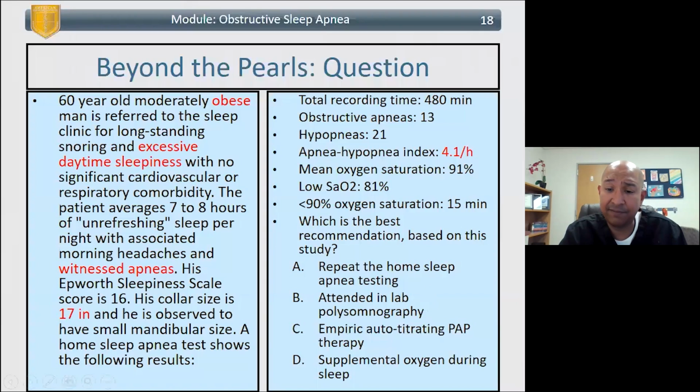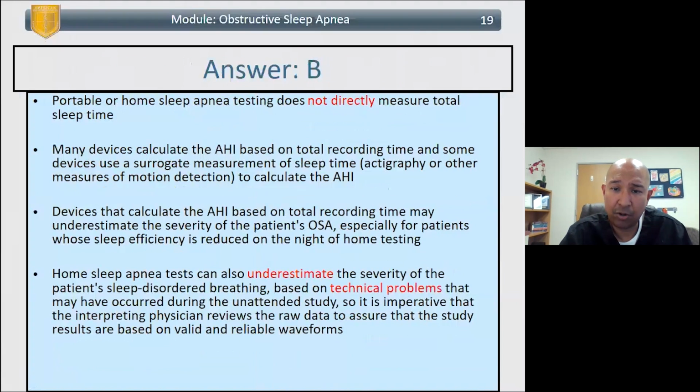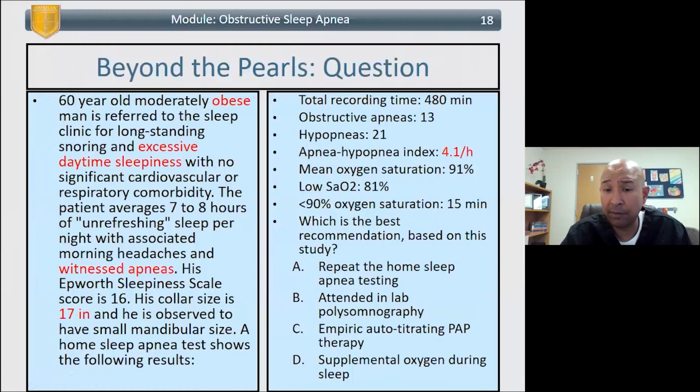C, you can't really give C. I guess you could give C, but how is it going to get covered? How are you going to plug this patient in with a durable medical equipment company? You just can't. You need to have a positive study. So the answer here is going to be B as in boy. Great job.